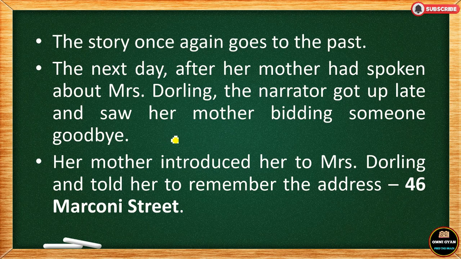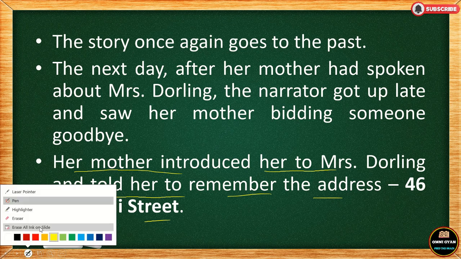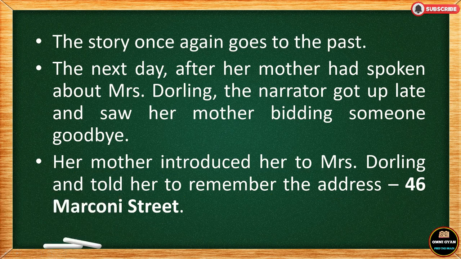Just the other day, one day before, she had heard about Mrs. Dolling. Her mother introduced her to Mrs. Dolling and told her to remember the address, 46 Marconi Street. When the narrator came there to see to whom her mother was bidding goodbye, and she came in front, her mother introduced her, saying this is my daughter, and this is Mrs. Dolling, and you remember the address of Mrs. Dolling, which is 46 Marconi Street. Don't ever forget this address. Okay? The narrator's mother told the narrator.